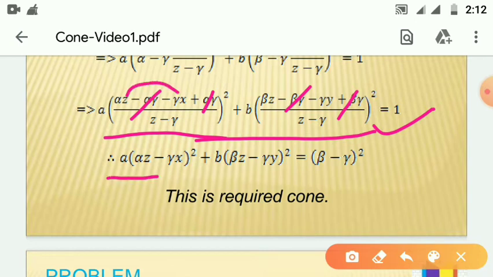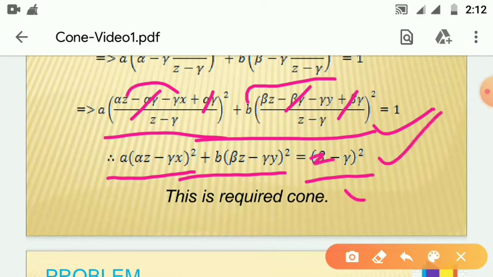a into (alpha z minus gamma x) whole square plus b into (beta z minus gamma y) whole square is equal to (z minus gamma) whole square. This is the equation of the required cone. We can do it like this.